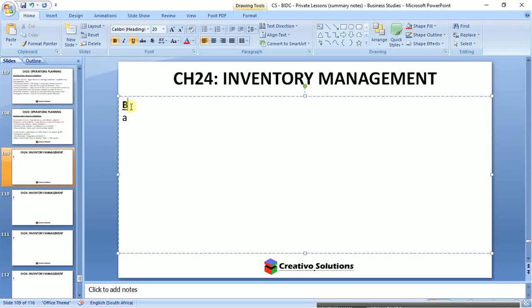Learning outcome one says, understand why businesses hold stock, which is inventory, and the cost of stock holding. And then number two, analyze the advantages and disadvantages of traditional stock management systems. And the last one, discuss the just-in-time stock management system. Those are the two or three things we need to look at. It's very short. Not a lot of content to cover here.